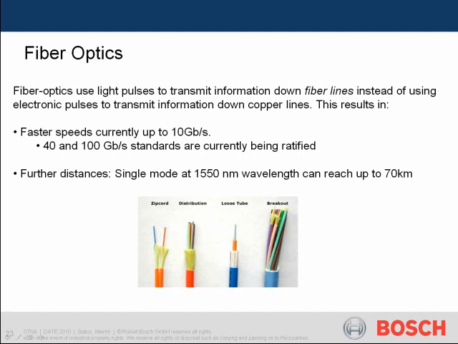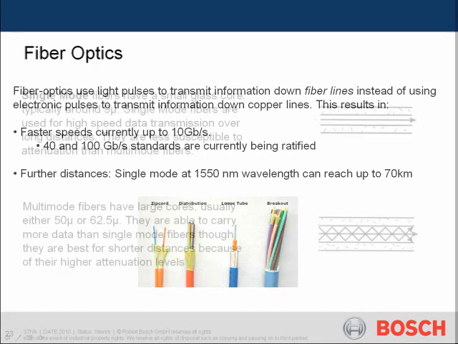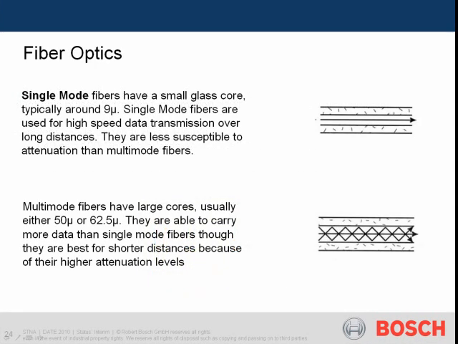The variables that affect your distance with fiber optics are the mode that you're using, single or multi, the wavelength of the light that you're using, and the micron or thickness of the core of the fiber that you're using. In the example shown here, single mode fiber at 1550 nanometer wavelength can reach up to 70 kilometers. There are two basic types of fiber optic cable, single mode and multi-mode.